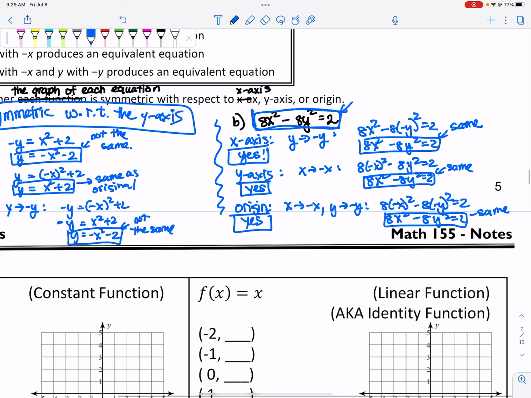So for this equation, the graph is symmetric about the x-axis, the y-axis, and the origin.